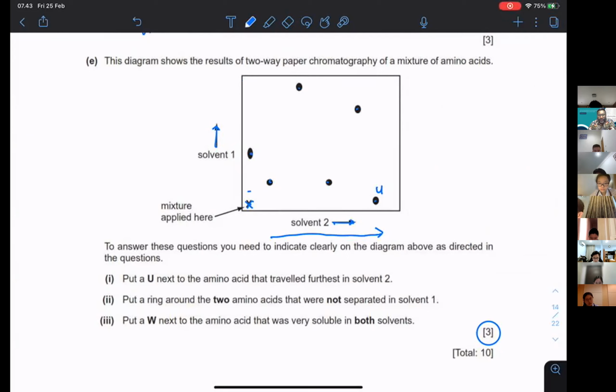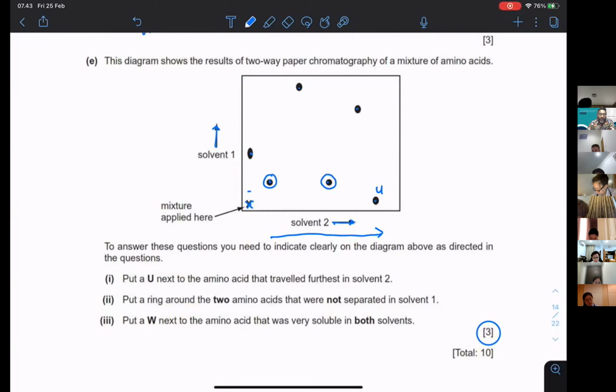Then put a ring around 2 amino acids that were not separated in solvent 1. In solvent 1, you can see there are 2 amino acids that are not separated. So I'll just put the ring over here: not separated, not separated. I know it's a little bit tough to see, but that is it. I don't want to discuss further. They remain at the same Rf value.